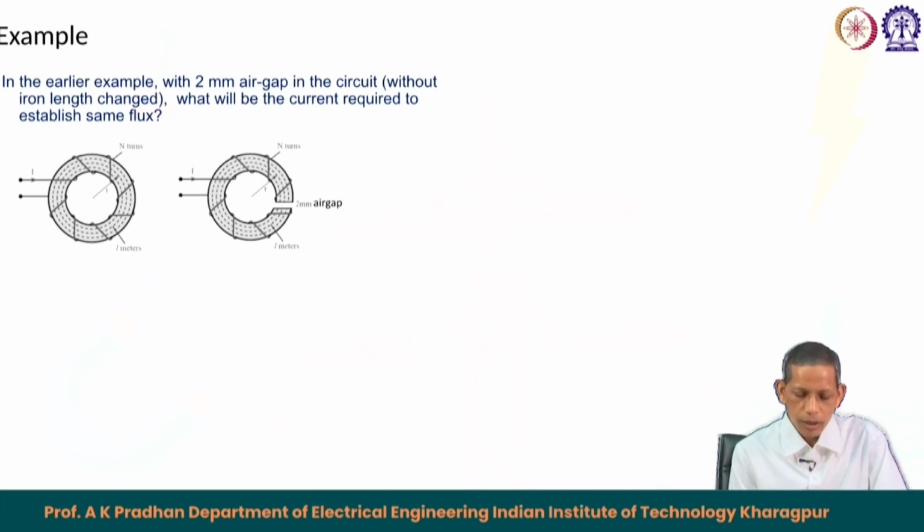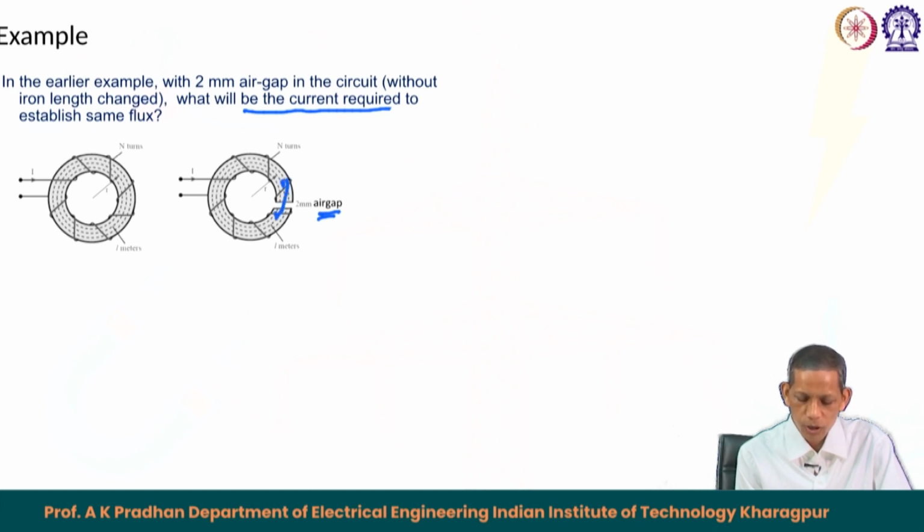Now, we will extend the problem to a little bit more complex case. In this second case, compared to the earlier example, we now have an air gap of 2 millimeter in the circuit without the iron length changing. The iron path length is not changed, only a 2 millimeter air gap has been introduced in the system. What will be the corresponding current required to establish the same flux of 0.1 milliweber in the core?